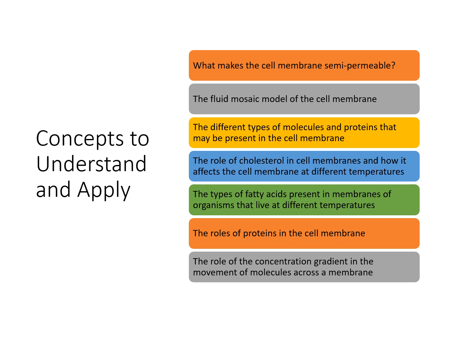So our concepts to understand and apply are what makes cell membranes permeable, the fluid mosaic model of cell membranes, the different types of molecules and proteins that may be present in the cell membrane, the role of cholesterol in cell membranes and how that affects the cell membrane at different temperatures, the types of fatty acids present in the membranes of organisms that live at different temperatures, the roles of proteins in cell membranes, and the role of concentration gradients in the movement of molecules across a membrane.